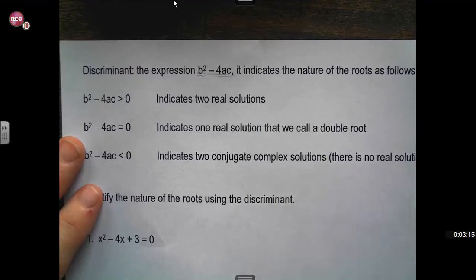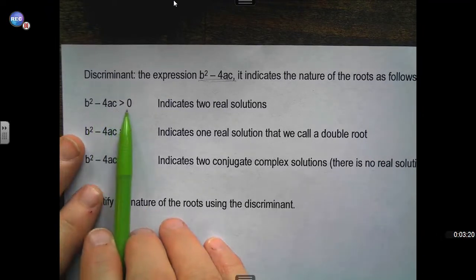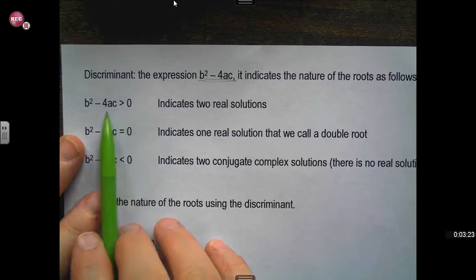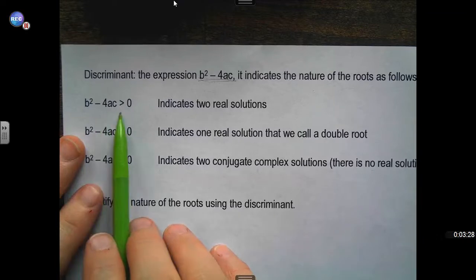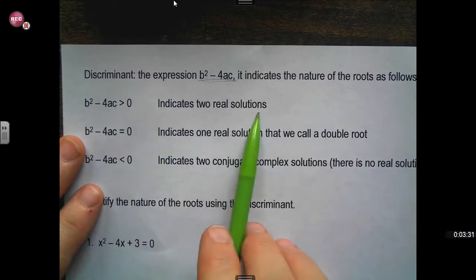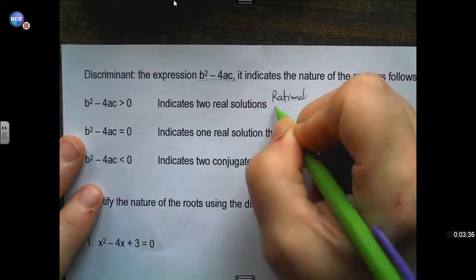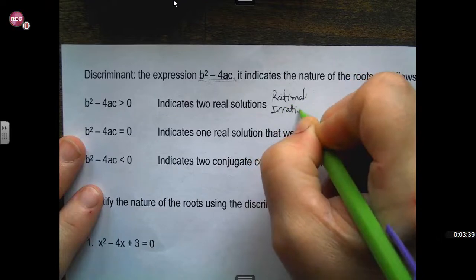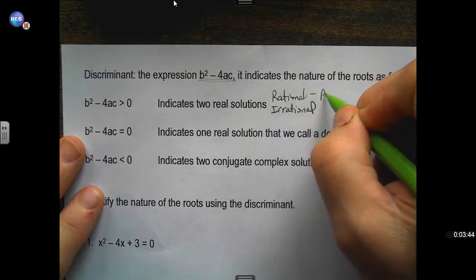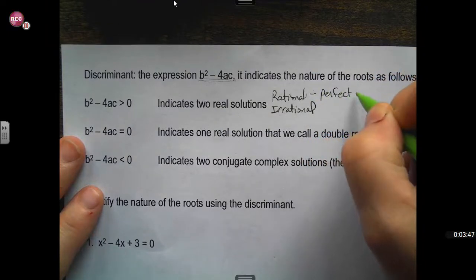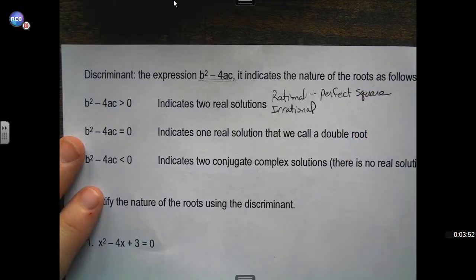And so we set these guidelines. We say, well, when that discriminant is greater than 0, we need to think of that in terms of positive. So when the discriminant is positive, that indicates that I'm going to get two real solutions. They might be rational, they might be irrational. And that depends on whether or not that discriminant is a perfect square. If it is a perfect square, I'm going to get rational roots. If it's not a perfect square, I'm going to get irrational roots.